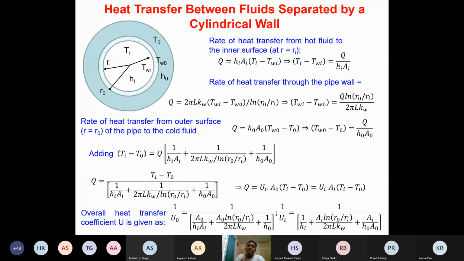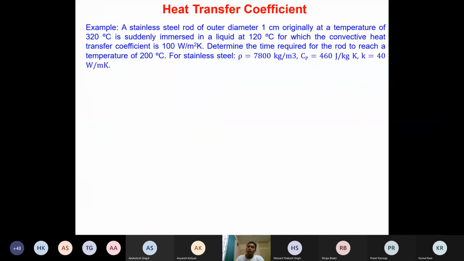Okay. So now let us look at one example, one simple example, and then we will wind up today. The example is a stainless steel rod of outer diameter 1 centimeter originally at a temperature of 320 degrees Celsius, suddenly immersed in a liquid at 120 degrees Celsius, for which the convective heat transfer coefficient is 100 watt per meter square Kelvin. Determine the time required for the rod to reach a temperature of 200 degrees Celsius.